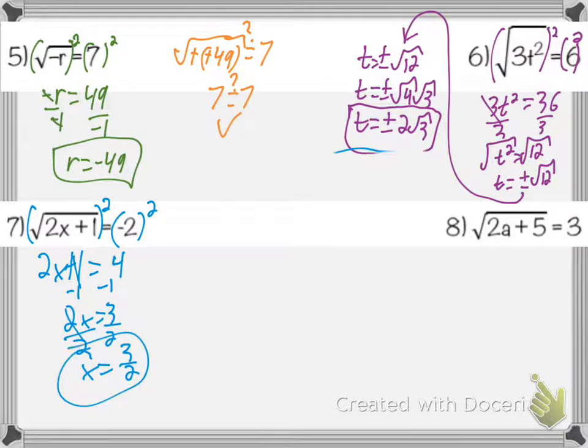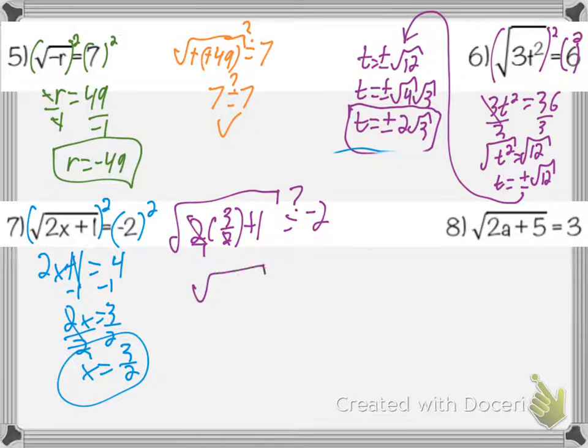Now when we go and check here, like we have been, because we're good math students, plug it in. 2 times 3 over 2 plus 1 equals negative 2. Well, 2 times 3 halves, let's simplify. It's like a 2 over 1 if you think of it. Square root of 3 plus 1 equals negative 2. Square root of 4. Wait, does the square root of 4 equal negative 2? No, it equals positive 2. No real solution.